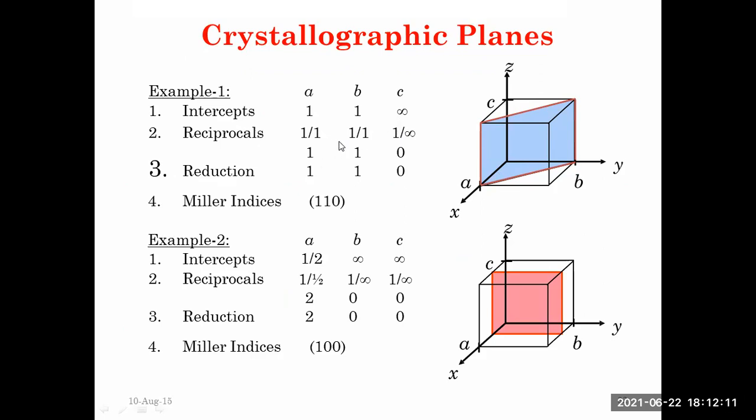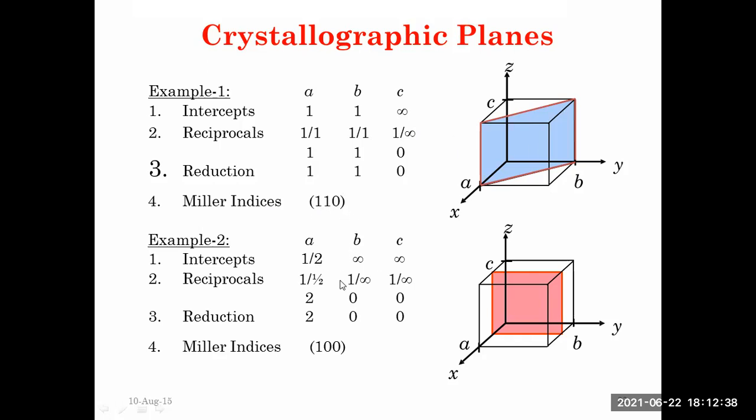Now take the reciprocal of it: 1 by 1, 1 by 1, and 1 by infinity. We are writing the inverse of it. So 1, 1, and 1 by infinity is 0. When you take the LCM, the LCM of 1 is 1, so we just take it as 1 and multiply. We got 1 1 0. So the Miller indices of this particular plane, written in brackets, are found to be (110).